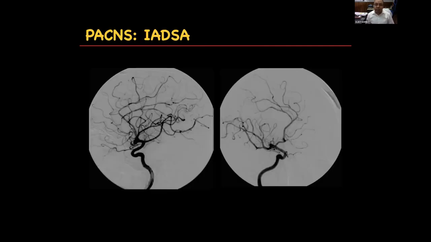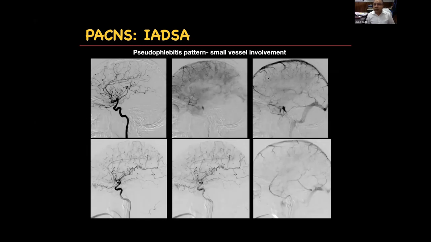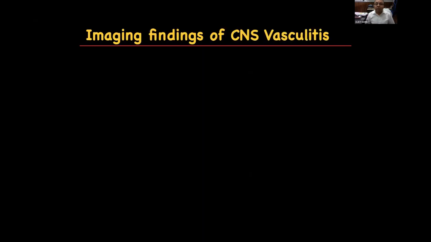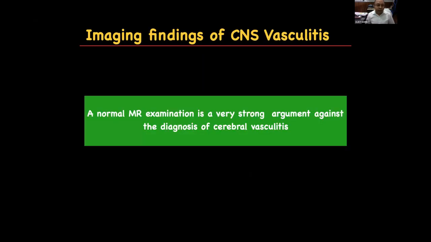What are the imaging findings here? There is multifocal narrowing involving the anterior cerebral artery. Yes, pericallosal and callosomarginal arteries are showing multiple focal areas of narrowing. So this is vasculitis. And on the venous phase, in another patient, you see the vessels are not very well defined. It's a pseudophlebitis pattern. If you see a normal MR in case of suspected vasculitis, that goes against the diagnosis of vasculitis.